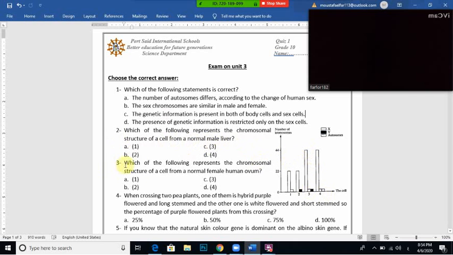Number three, which of the following represents the chromosomal structure of a cell from a normal female human ovum? The ovum is a sex cell, containing half the number of chromosomes of the somatic cells, so it contains only 23 chromosomes. And the ovum always contains an X chromosome, so the answer will be number 1, 22 plus X. So the answer here is A. The normal female human ovum is number 1.